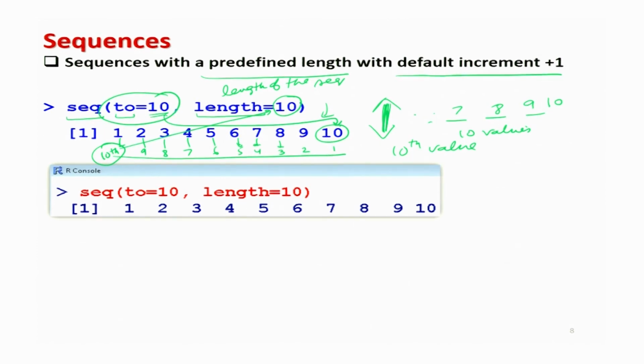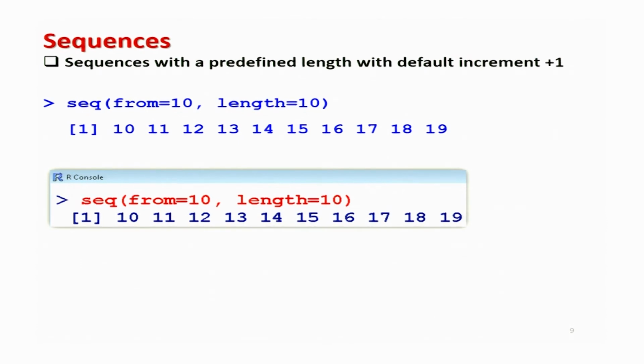Okay, so you can see these things are quite easy to do. Similarly, I will take one more example where you want to generate a sequence of length 10, but you want to start from 10. Earlier your end point was 10, but now I want the starting point to be 10. So you write seq, and inside the parenthesis you write from is equal to 10 and length, all in lowercase, length is equal to 10, and as soon as you execute it you will get this outcome.